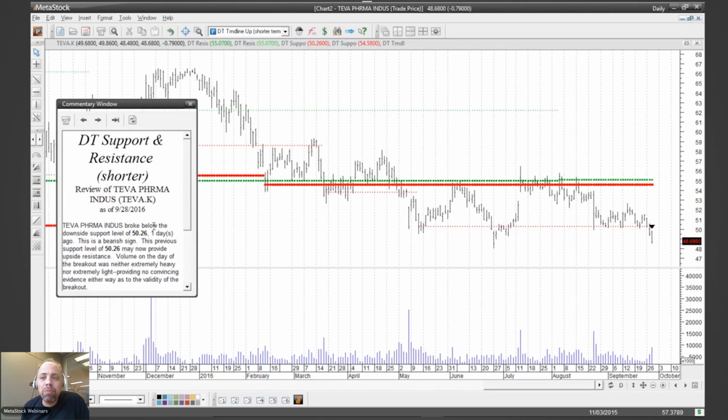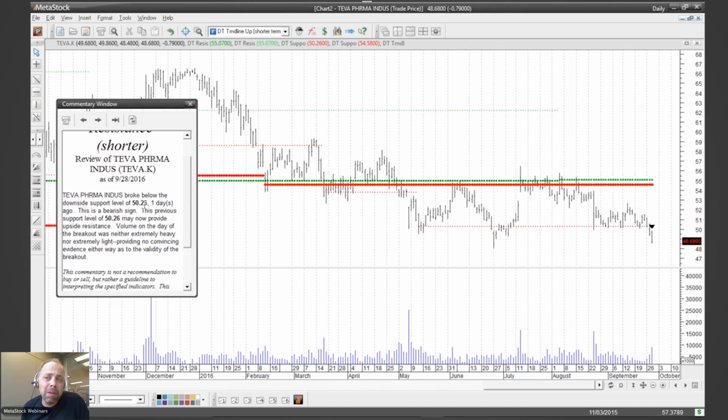Teva Pharmaceutical Industries broke below its downside support level of 50.26 one day ago. This is a bearish sign. The previous support level of 50.26 may now provide upside resistance. Volume on the day of the breakout was neither extremely heavy nor extremely light, providing no convincing evidence either way as to the validity of this breakout. It also does some volume analysis. It says there wasn't enough volume to justify this as a short opportunity. If there were, it would say you should consider a short. If you do, where would we want to put our stop?